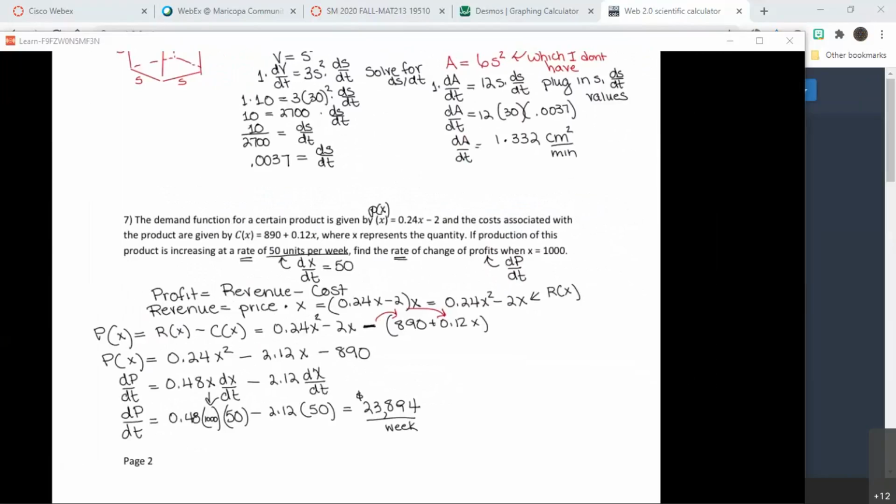So the process was: identify your rates. You want to find the rate of change of profit with respect to time. You're given the rate of change of production, which is dx dt. Build your profit equation. In order to do that, you needed to build revenue from price. So price gives revenue, and revenue minus cost is profit. Then differentiate it implicitly. Don't forget your dx dt's and don't lose your x like I almost did.